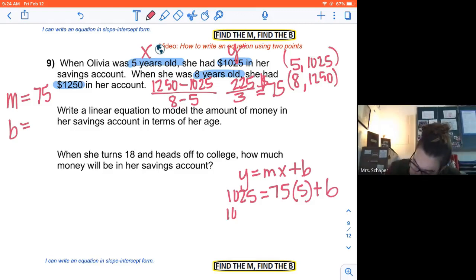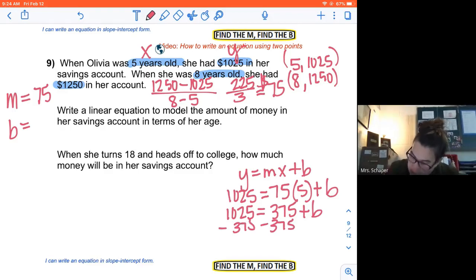So 1,025 is equal to 75 times 5, which is 375, plus b. I'm going to subtract 375. So I'm trying to solve for b. I'm using my equation solving skills right now. And I'm going to get that b is equal to 650.